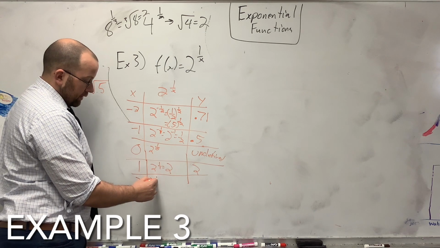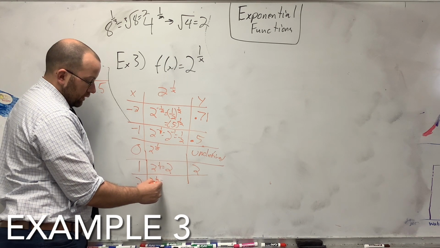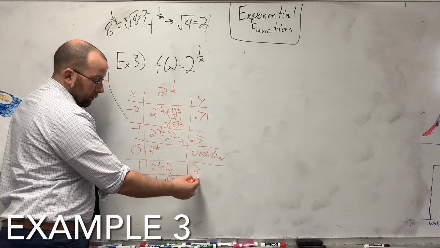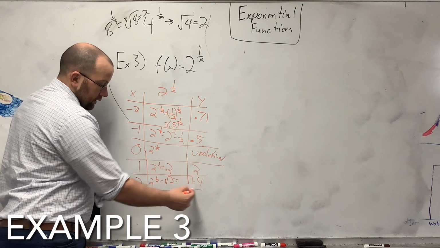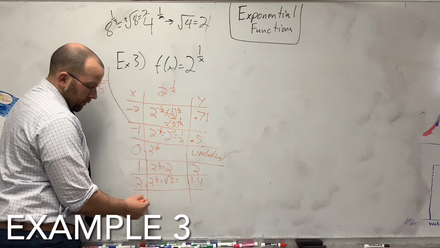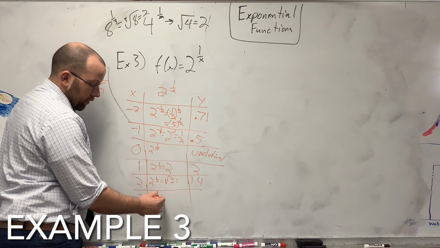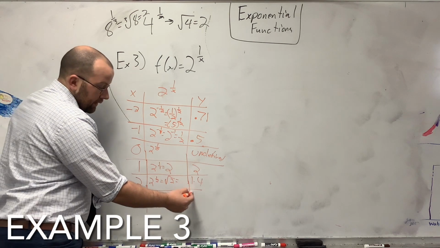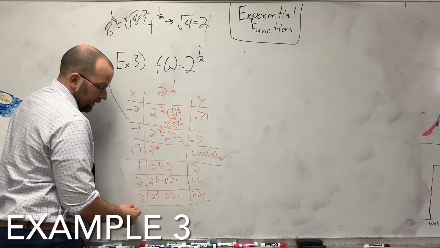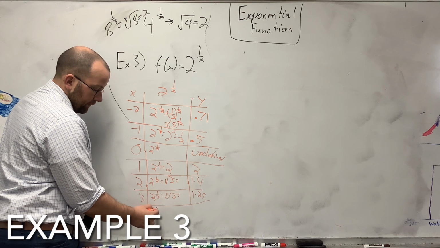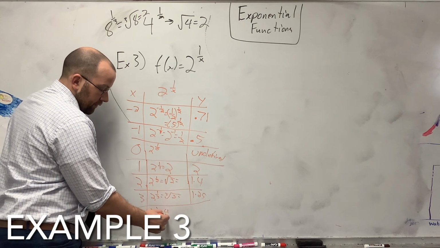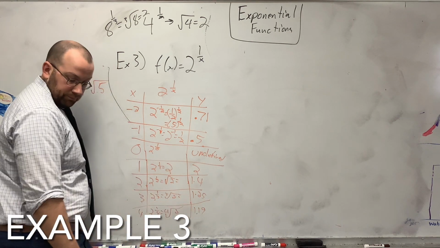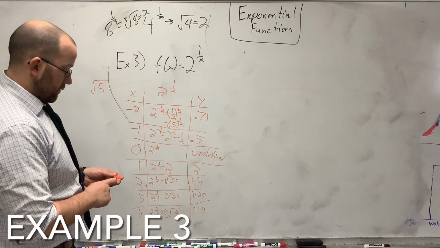Then 2, so 2 raised to the 1/2. So basically what is the square root of 2? You get 1.4. Now we're going to do 3, so 2 to the 1/3. So what's the cube root of 2? And the cube root of 2 is 1.25. Now you're going to do the fourth root. So what is the fourth root of 2? And you get 1.19. All right, now let's graph these.